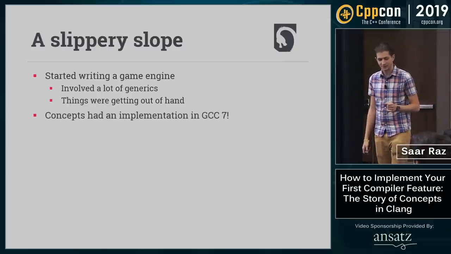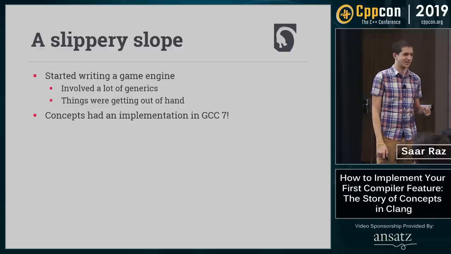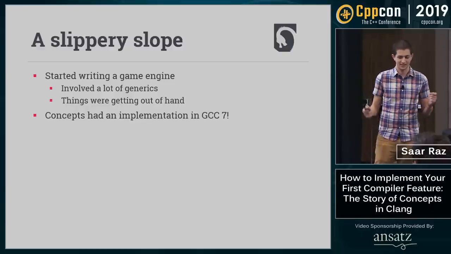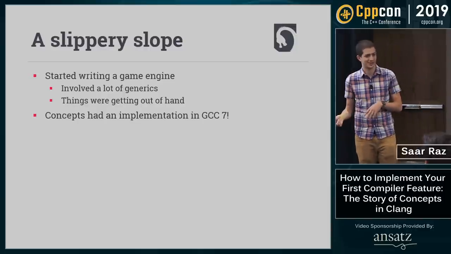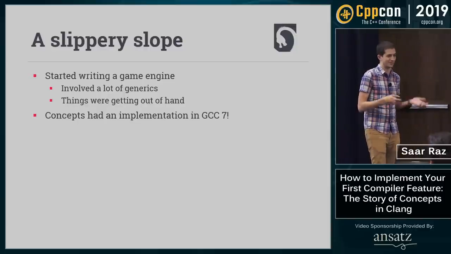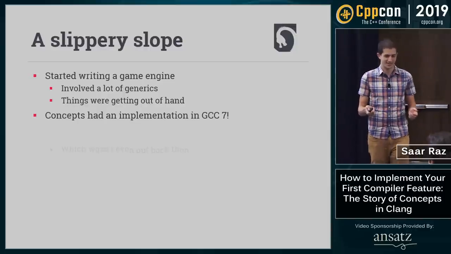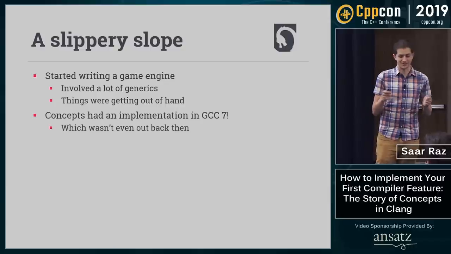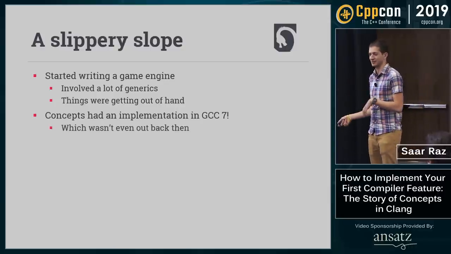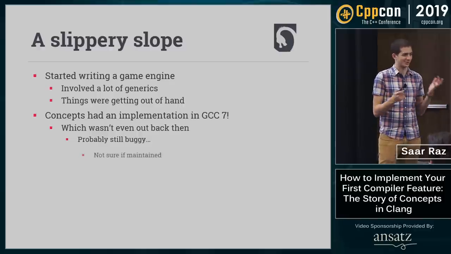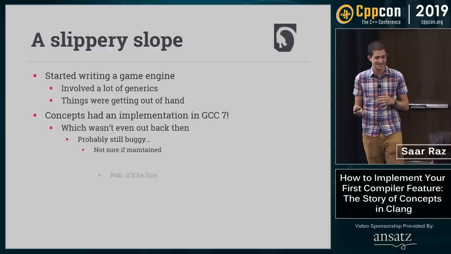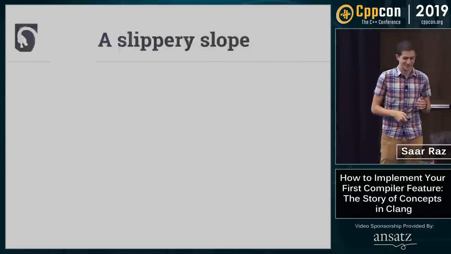And at the time, Concepts had an implementation in GCC 7. And knowing what concepts were, I knew that if I were to write a lot of generics, they would probably be of great help. So I was like, OK, GCC 7 wasn't even out back then. It's probably still buggy. I'm not sure if anyone maintains it. It'll be fine. Just start using it.